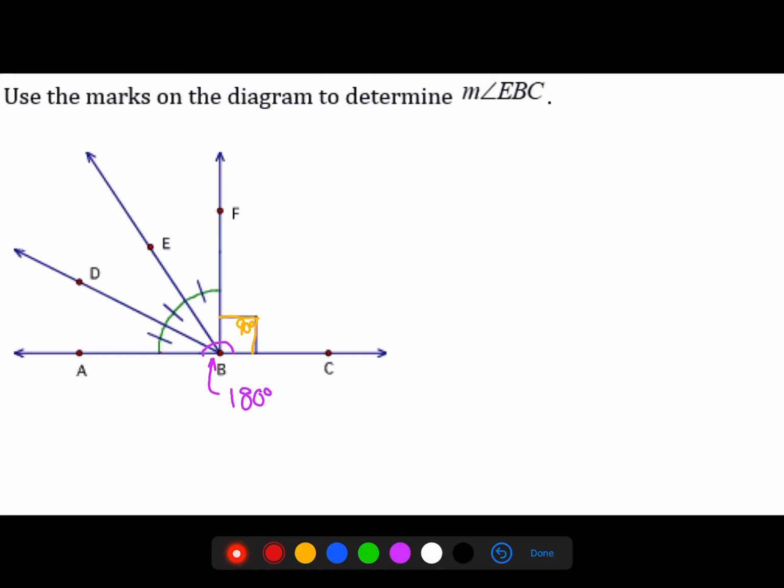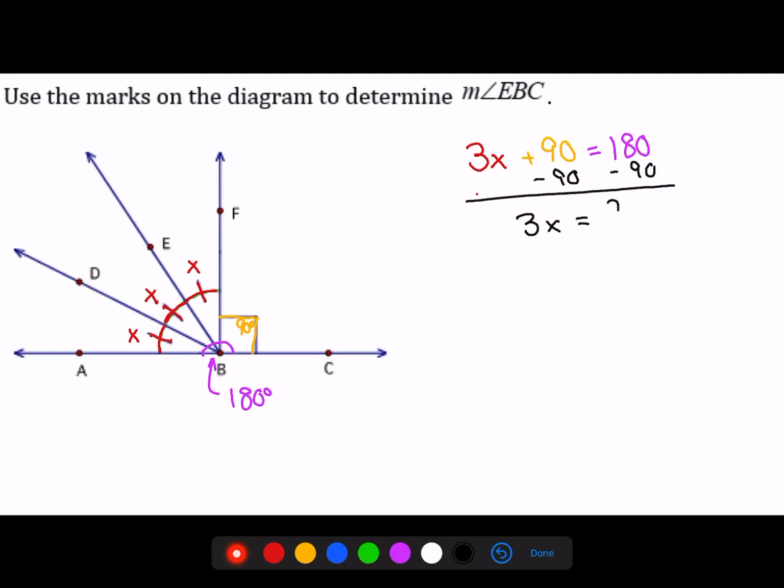Well, yes. I see this angle is congruent to this angle, which is congruent to this angle. So these 3 angles are all congruent. I'll go ahead and give them a variable. Let's give it the variable x. So now I have 3x, because there's 3 of those angles, plus 90 degrees is equal to the whole thing, which is 180 degrees. So if I subtract 90 from both sides, that'll give us 3x is equal to 90. And if I divide both sides by 3, we're left with x is equal to 30.